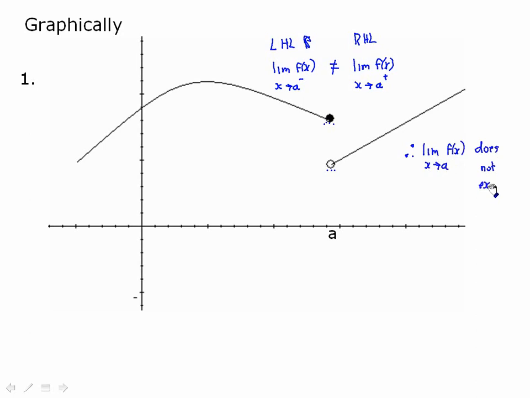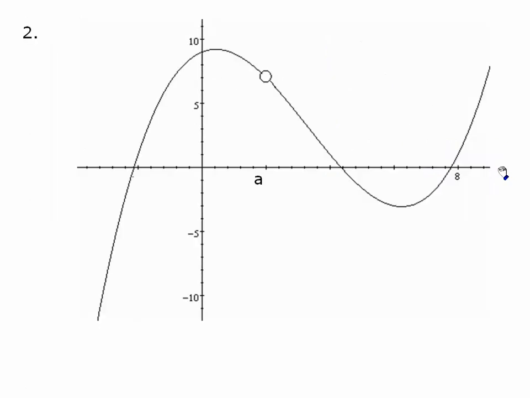You have to be able to assign a single value to that limit in order for there to be a limit. Another way of looking at this is that the graph is discontinuous at x equal a. Now, things are not always that straightforward. Let's take a look at the next one.